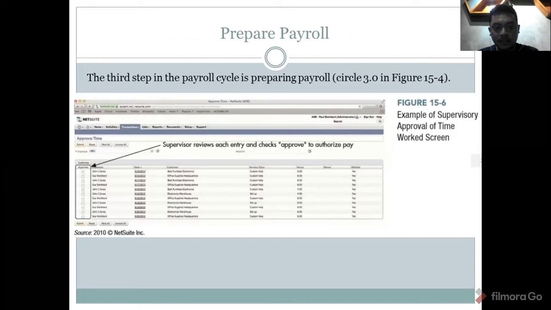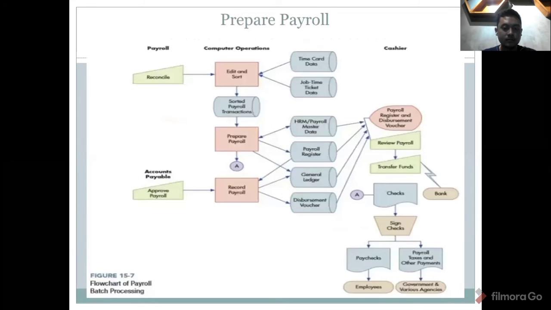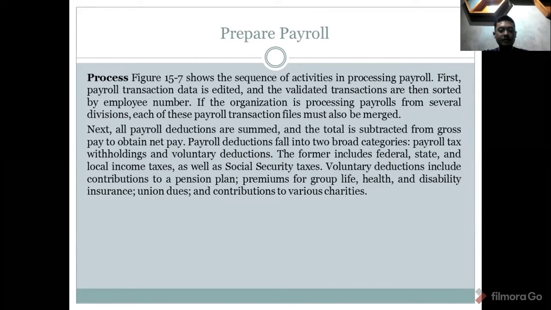This is the third step in the payroll cycle, preparing payroll. This is an example of a supervisory approval of time worked screen. The supervisor reviews each entry and checks approve to authorize pay. To prepare payroll, this is the flowchart of payroll batch processing. The process in Figure 50.7 shows the sequence of activities in processing payroll.